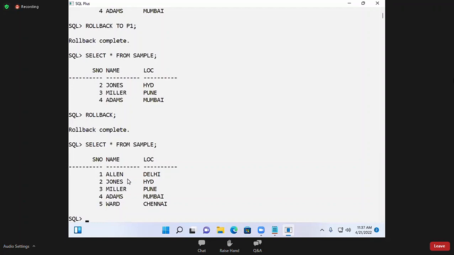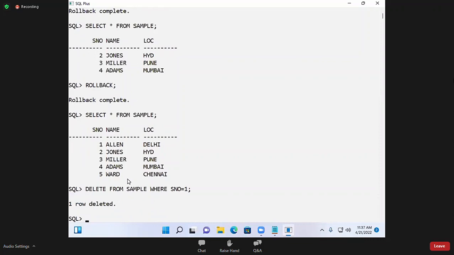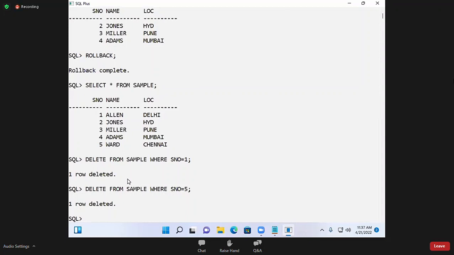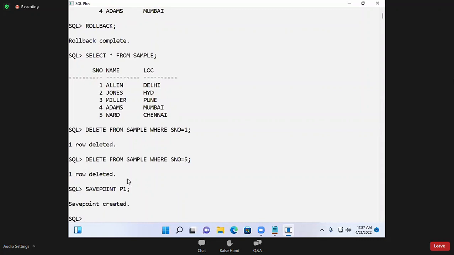For example, suppose you people have one more doubt. Sir, I'm going to delete it here. So 1 is deleted. Again I'm going to start. Next, 5 is also deleted. 1 and 5 are deleted from the database, again stored under instance memory. Okay. Now I created one savepoint. The savepoint is also successfully created.